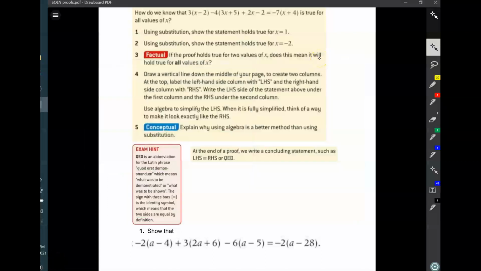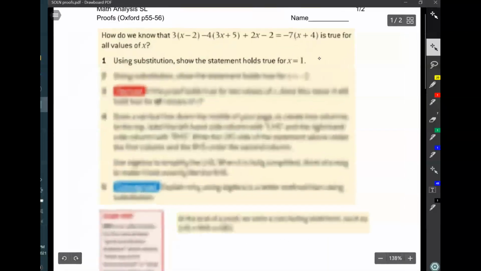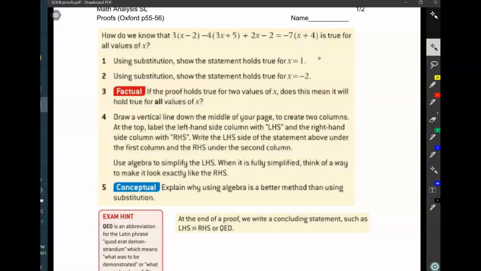This is proofs, page 1. How do we know that this expression, this equation with the left and right side is true for all values of x? So first thing they ask us to do is they want to test it by putting x equals 1 into all positions of x and see what we get.